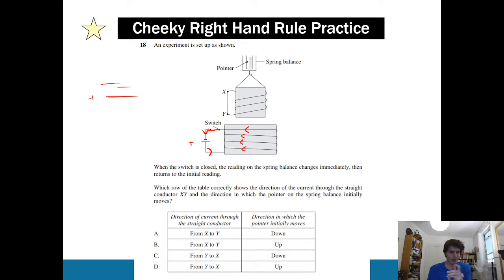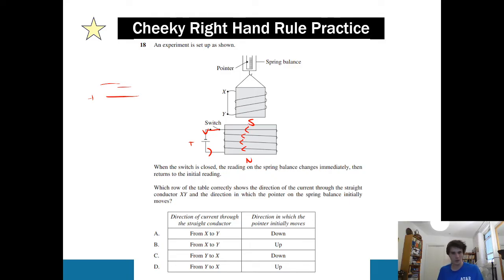Now, hopefully you recognize that this is a solenoid-looking thing, so the way we can figure out the direction of the magnetic field through this solenoid is using our right-hand grip rule. So, curl your fingers in the direction of the current as though you're grabbing a solenoid like that, and your thumb should be pointing downwards. Your thumb points downwards towards the north pole, which means we're going to have a north pole generated on this side and a south pole generated on this side.